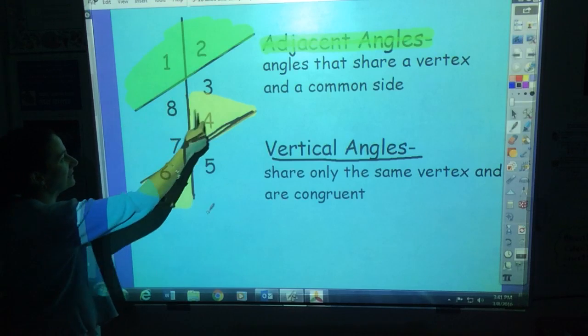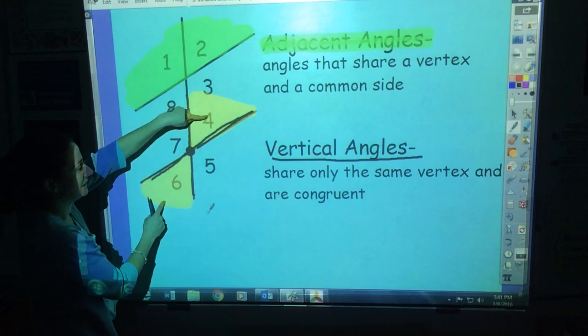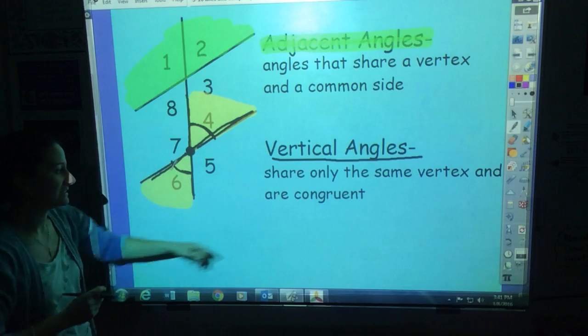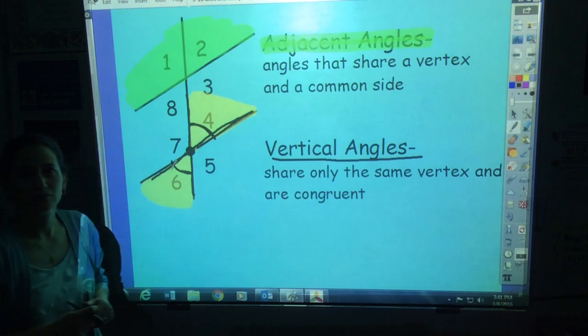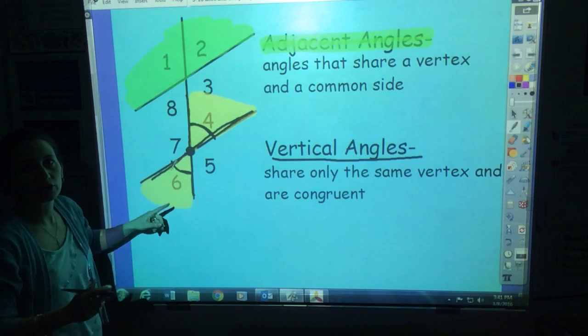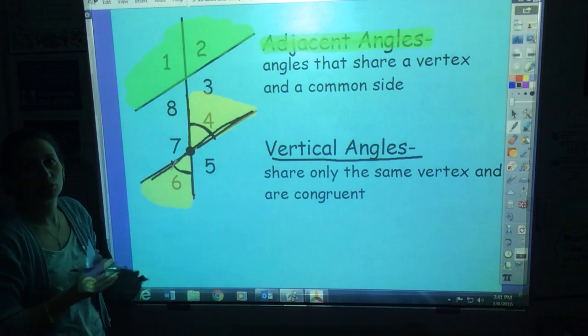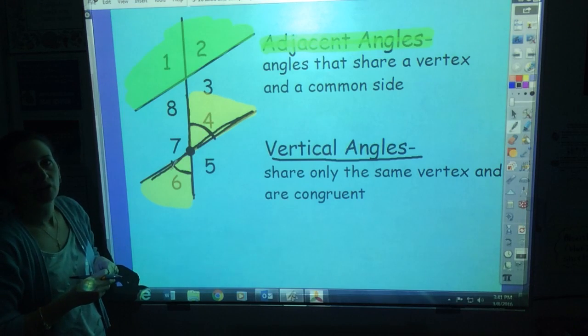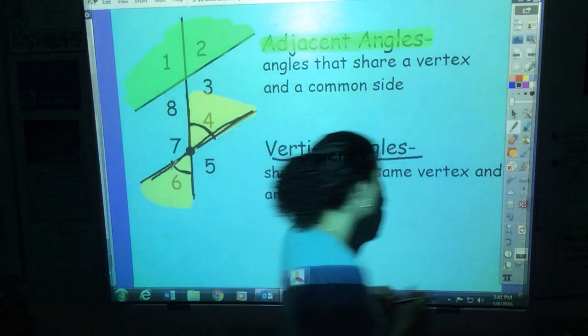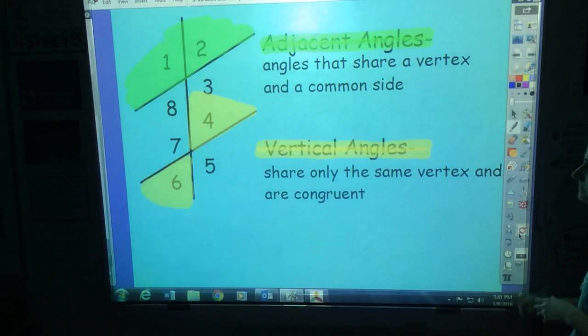And they're exactly diagonally opposite each other. Something else special about vertical angles is they are congruent. That means they're equal. So angle 4 and angle 6 are vertical angles and they are congruent. Can you find another few pairs of vertical angles in this diagram? Pause the video and see if you can name some.